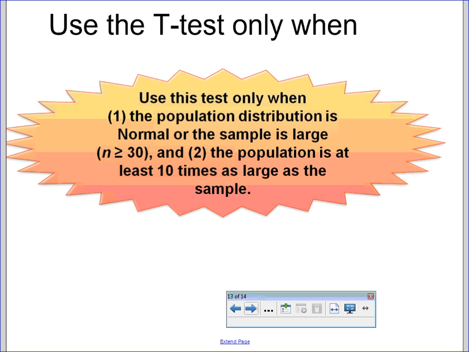And remember, conditions have to be met. You can only use this test when the population distribution is normal or the sample is large and the population is at least 10 times as large as the sample. Conditions have to be met in order to use the test. Otherwise, it's meaningless.